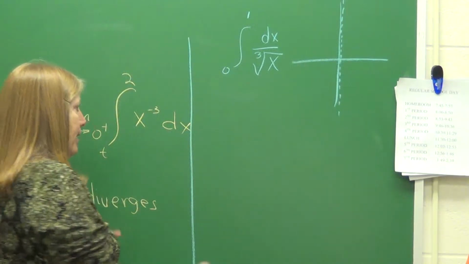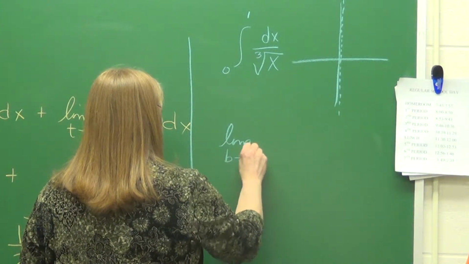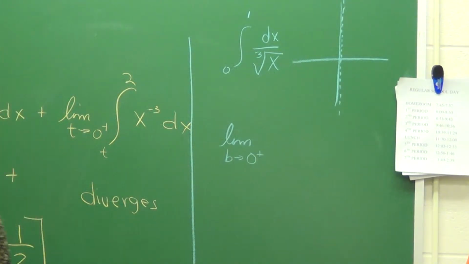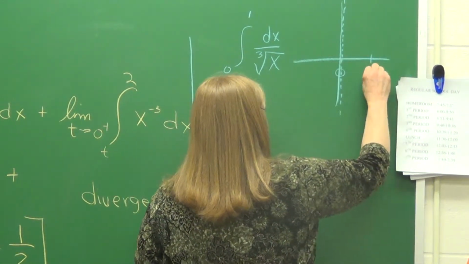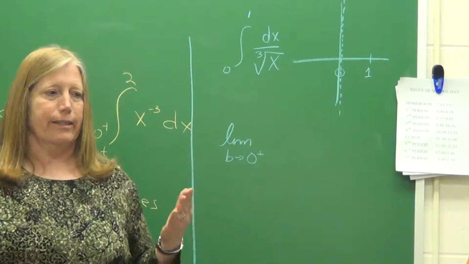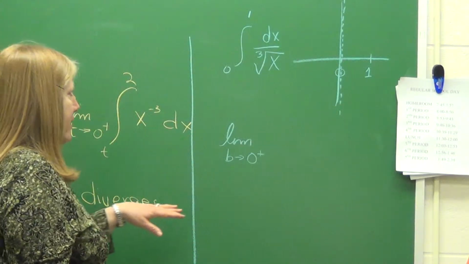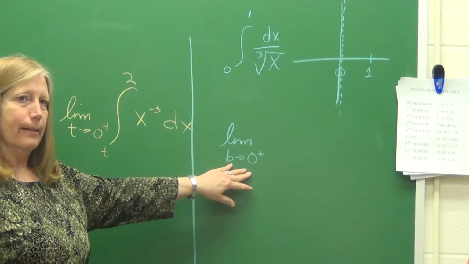Do you want to try to set it up? I'll say the limit as b approaches 0 from the right. See if you can figure out what's going to follow. And we're trying to go from 0 to 1, but we can't just start at 0 because it doesn't exist. It's an asymptote. So that's why it's improper. So we have to make an integral out of it.